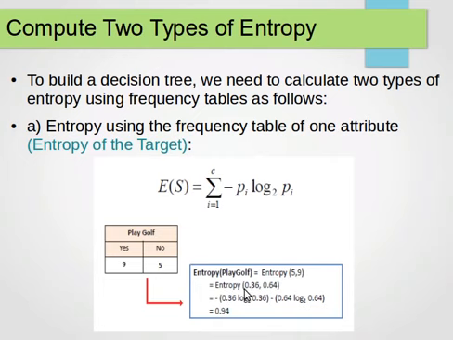The probability of no is 5 over 14, which is 0.36. The probability of yes is 9 over 14, which is 0.64. And we plug that into our equation. We sum over the values of the two classes, yes and no. We plug in their probabilities, compute log to base 2 of that probability, and the value will be 0.94. That's an example for entropy of the target.